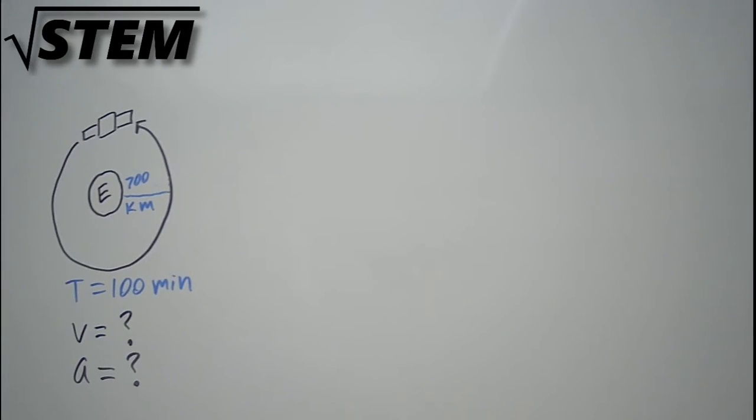orbit. From our last video on circular motion, you might remember that you can find the velocity from the period and the radius with the relationship v equals 2 pi times the radius over the period. We already have the period given to us, but we need to find the radius of the orbit.